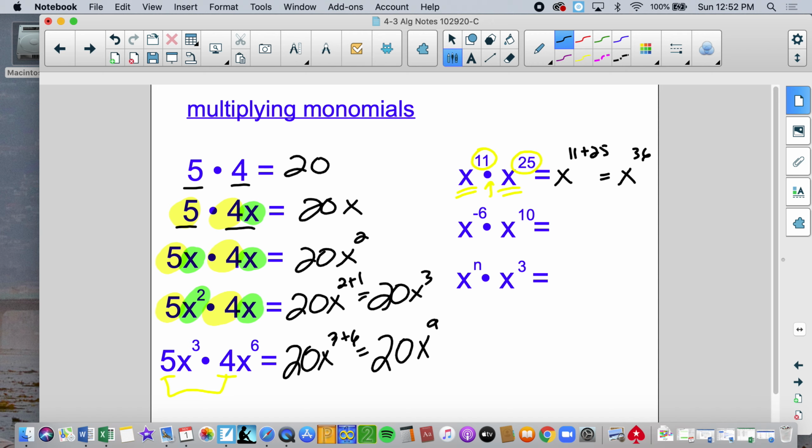Now we notice this one, x to the negative 6 times x to the 10th. Just because the exponent is negative doesn't mean that you change anything. You're still going to add those exponents. Negative 6 plus 10 gives you 4. So it becomes x to the 4th. Again, we have like bases that we're multiplying. So we're going to add their exponents. So we will have x to the n plus 3. Now we can't combine n and 3 because they are unlike terms. So my answer just stays as x to the n plus 3.